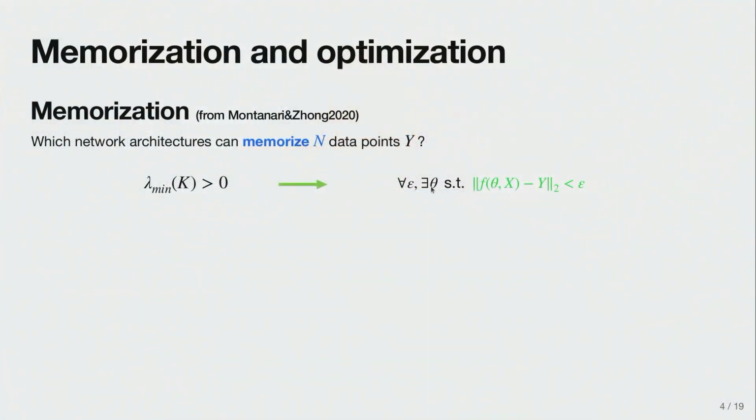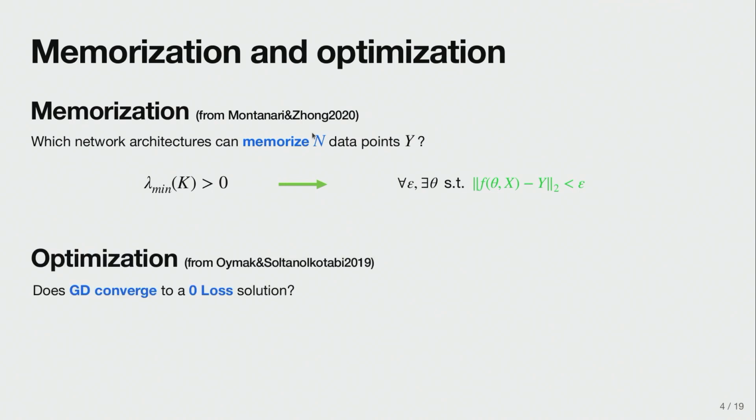So to recap, memorization and optimization, this is the title of the work. Another result that we have almost for free as we study the smallest eigenvalue of the neural tangent kernel is that for whichever set of n labels, I can find some parameters such that we epsilon-interpolate these points. And this follows as a corollary of the work of Montanari and Zhang in 2020.